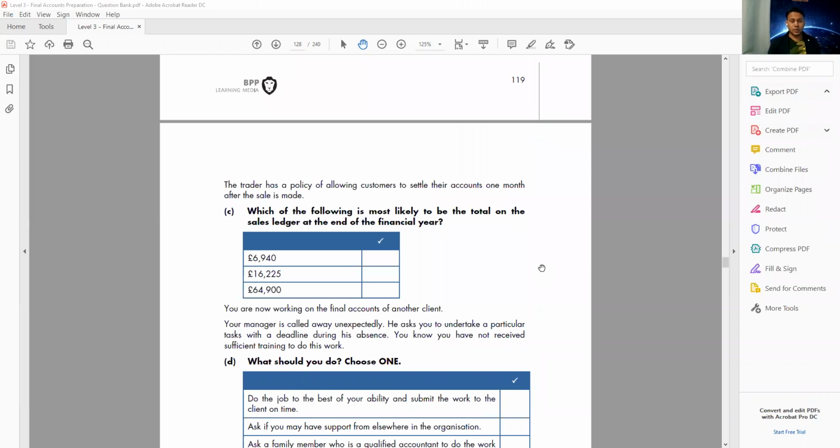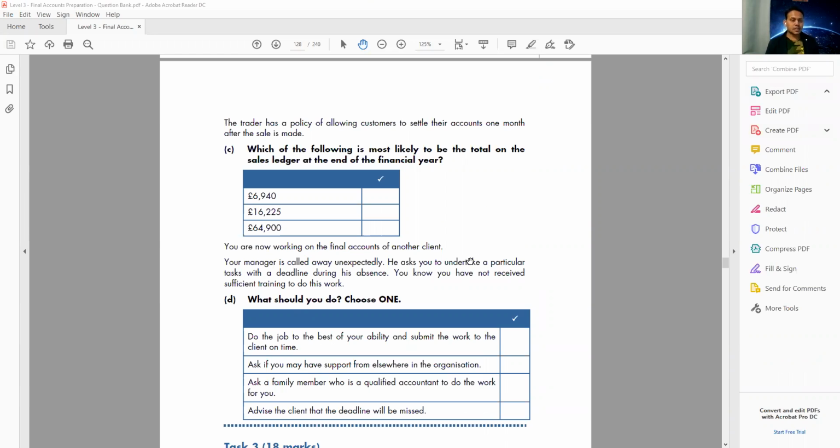Because at the year end, 31st of March, we said we have a closing inventory. That much should be this one. Okay, so let's have a look.